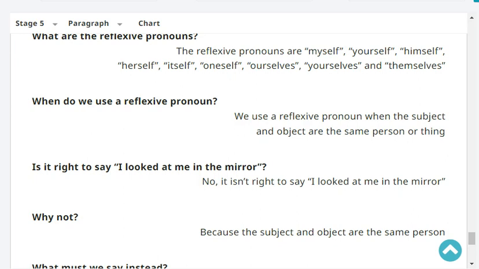We use a reflexive pronoun when the subject and object are the same person or things. Is it right to say I looked at me in the mirror? No, it isn't right to say I looked at me in the mirror. Why not? Because the subject and object are the same person. What must we say instead? We must say I looked at myself in the mirror instead.